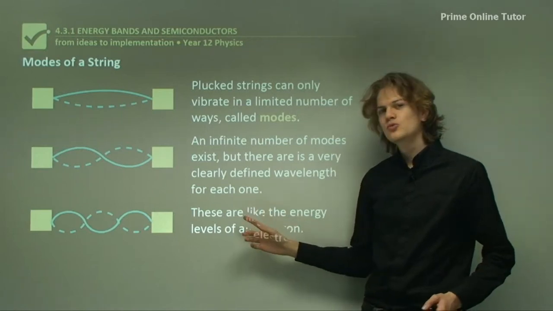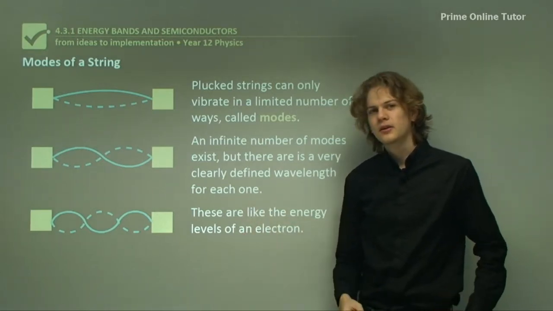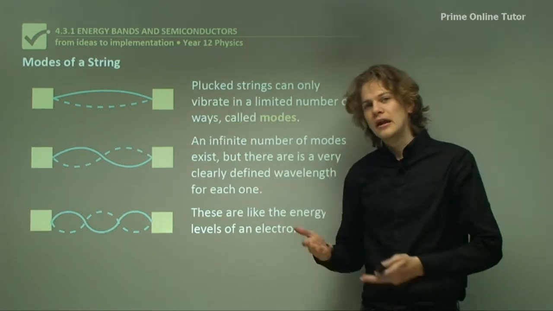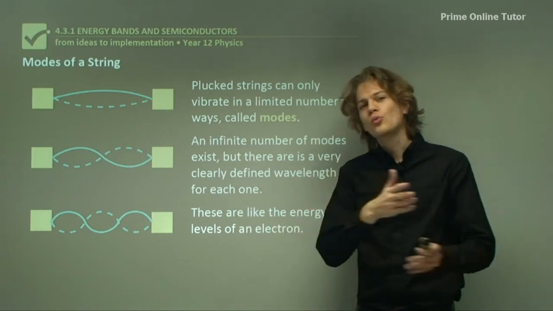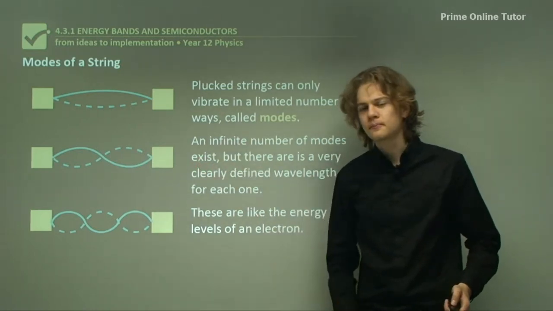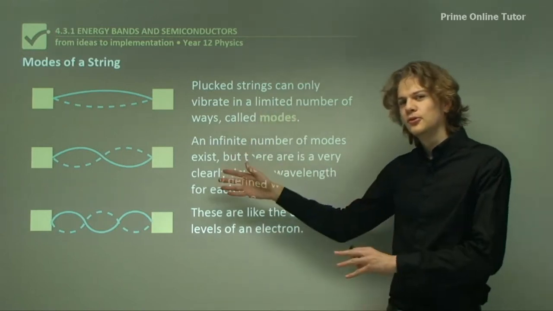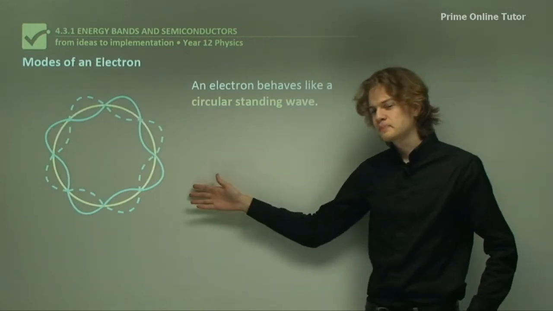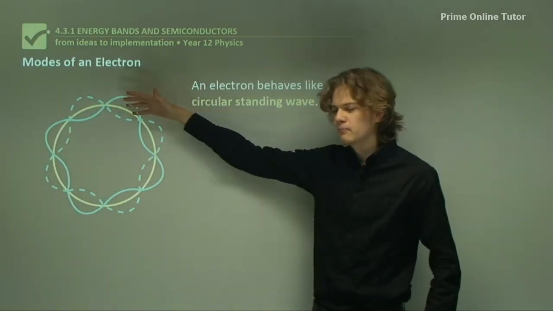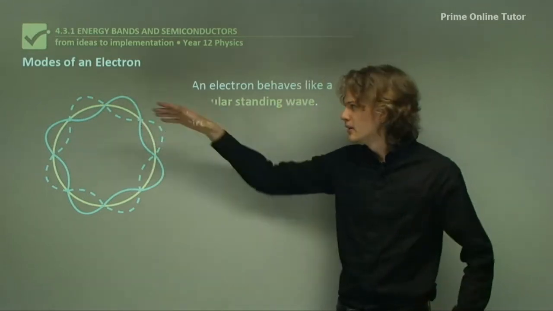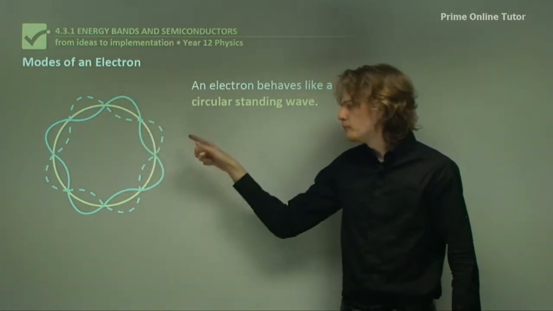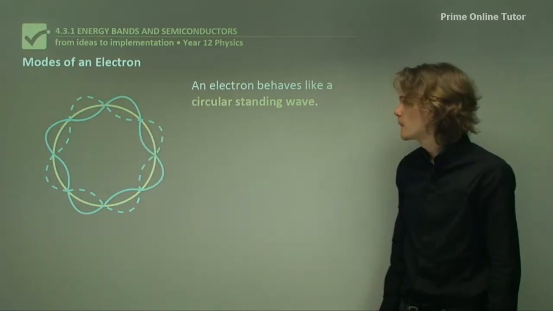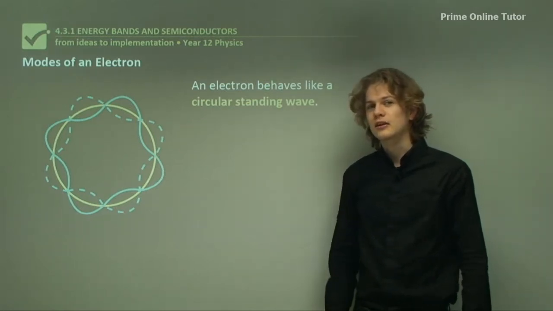Now, these wavelengths are like the energy levels of the electron. So an electron, like a vibrating string, can have an infinite number of modes, but every mode has a certain wavelength, and there are no other wavelengths in between that act as waves. Of course, these are only modes on a string. For an electron, it's something more like a circular wave, that looks a little like this. So we can see that, once again, we have the string vibrating back and forth around this circle, and there's only a limited number of wavelengths that go around the circle. So this is called a circular standing wave.